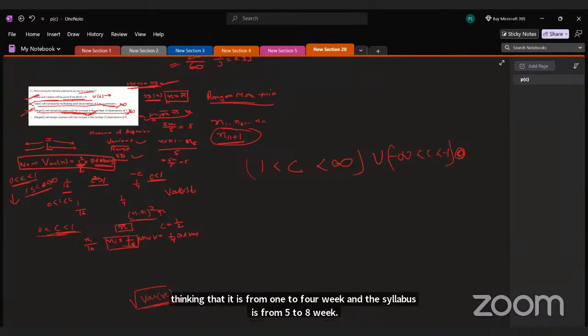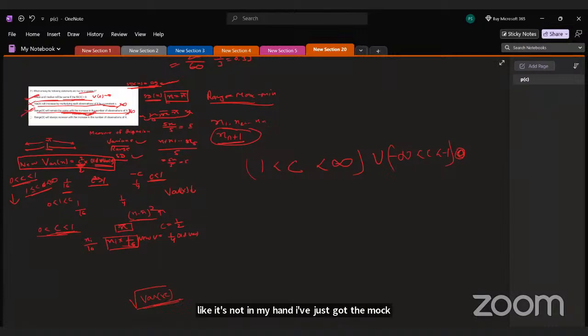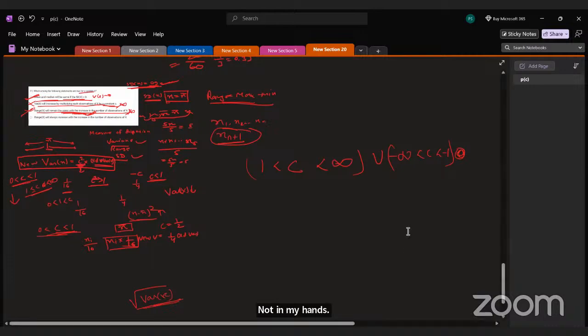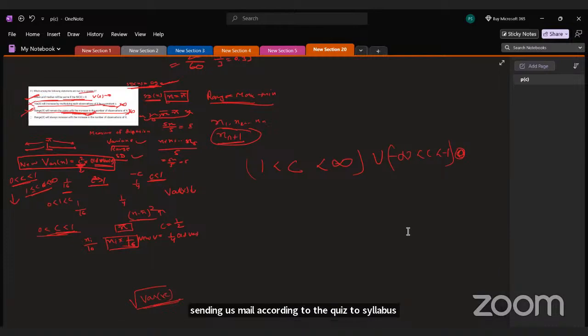Yeah, that's it. But it's not in my hand. I've just got the mock paper and I'm just solving it in front of you. They're sending us a mail according to the quiz 2 syllabus, and they mentioned that only week 5 to 8 syllabus will be considered for quiz 2, but that's not in my hand. As per the information I am getting, the syllabus is from week 5 to 8. But they have inserted this question from previous weeks in this mock, and I can't do anything, I have to solve this. Okay, sir. So that's it.